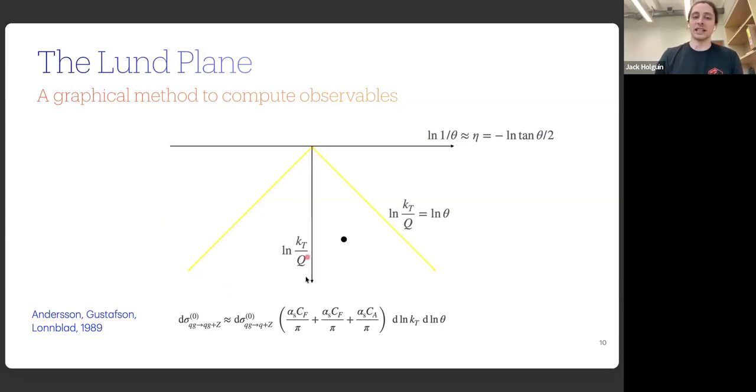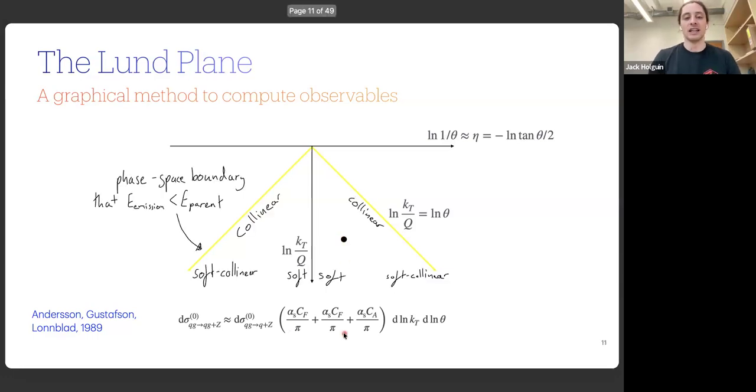So we've got log KT down the y-axis. As KT goes to 0, we go to negative infinity. We've got log 1 over theta on the x-axis. So as theta goes to 0, we go to positive infinity. And the region where you are allowed to have a particle be emitted into is given by this yellow boundary. So a fixed value of KT and theta is just a black spot on this plane, and we integrate over this plane.